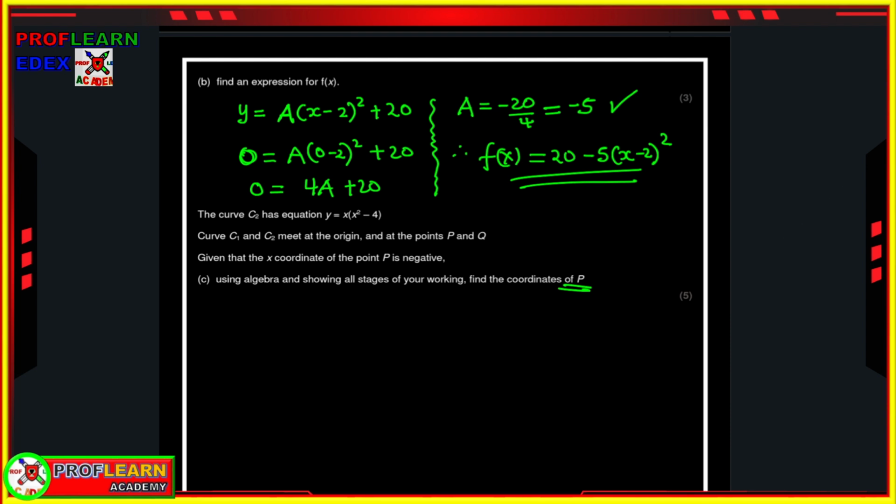coordinates of what? P. So if they are meeting, then we are going to equate the two. So we are going to have x squared minus 4 is going to be equal to what? 5 into x minus 2 squared.